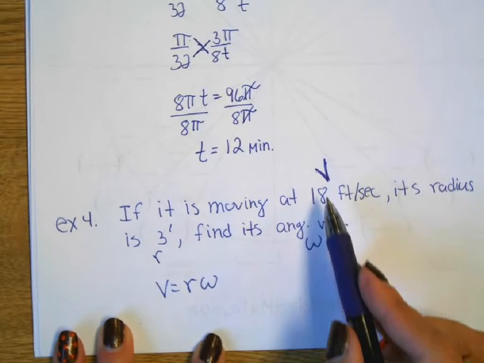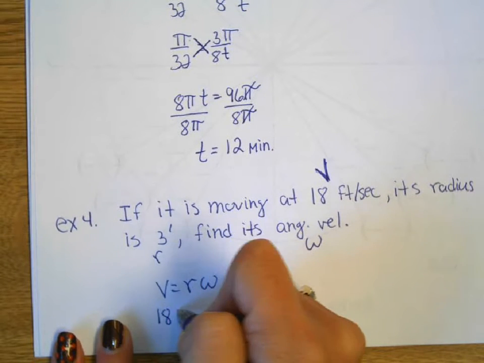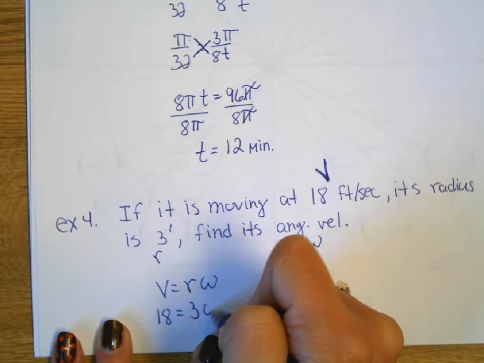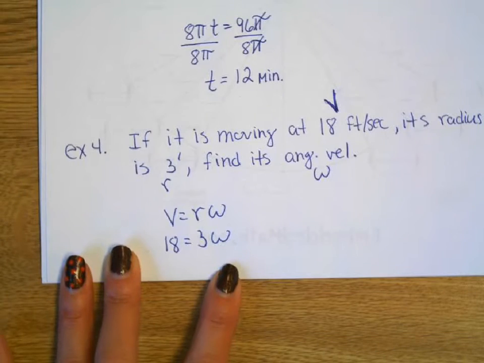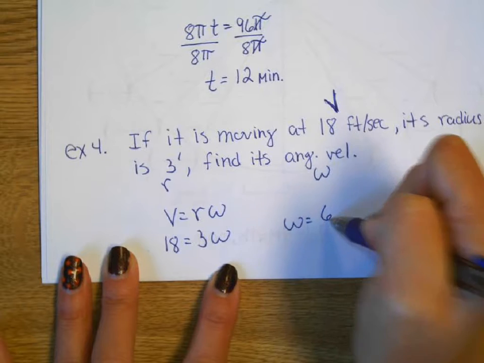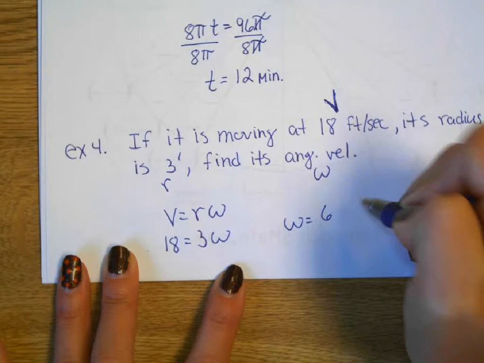So we substitute in. I've got 18. Radius is 3. W. Algebra is super easy here. W equals 6 what? Radians per second.